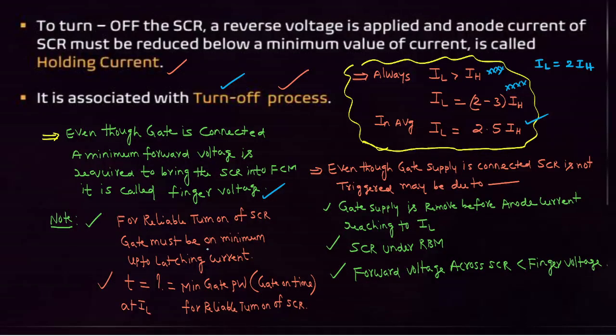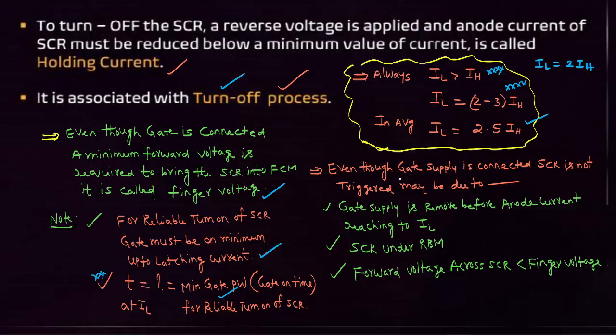For reliable turn on of the SCR, the gate must be on at minimum up to the latching current. I told you already, you have to keep the gate terminal connected until the anode current rises to the latching current. Don't remove the gate before the anode current rises to latching current. That's why this is an important model. Sometimes the problems ask, for reliable turn on of the SCR, what is the minimum gate pulse width. To solve this type of question, just find the time corresponding to latching current. That is the minimum gate pulse width.